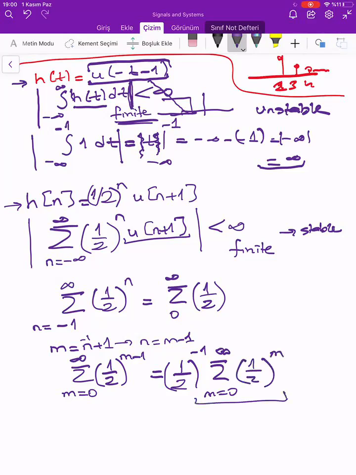So we know that this converges to 2, and this converges to 2, so my summation is 4, which is less than infinity, a finite value. Then I would say my system is stable. Okay, I hope you get the main idea. This is very critical for you to understand that for causality and stability, we should always look at h of t and h of n. Hope to see you in the next video.